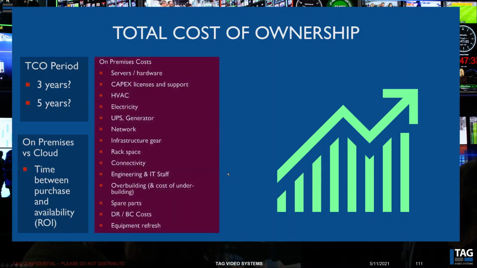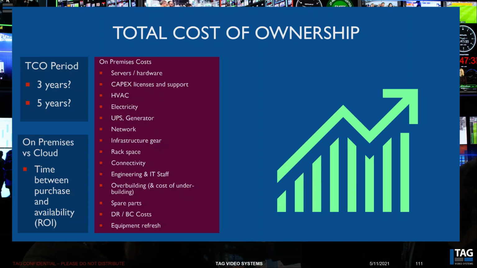And really, if you're going to do true total cost of ownership, you also should not just say, well, what's the cost of running a server in the cloud versus buying a server for on-premises, but all that underlying infrastructure around that. You know, the CapEx licenses, but also your HVAC and your electricity, your UPS, your generator, your network, your infrastructure gear to support that, rack space, connectivity, engineering and IT staff.